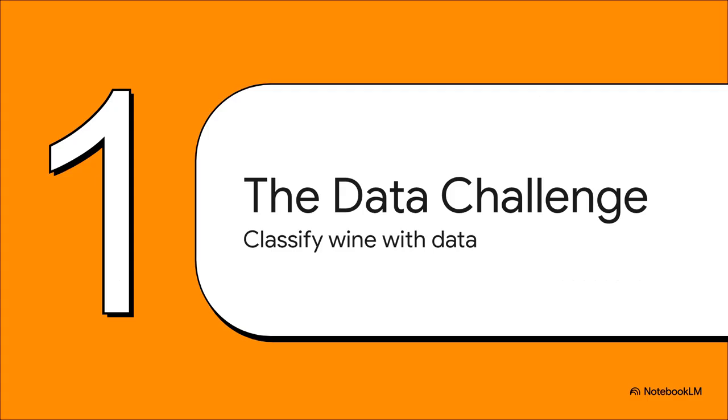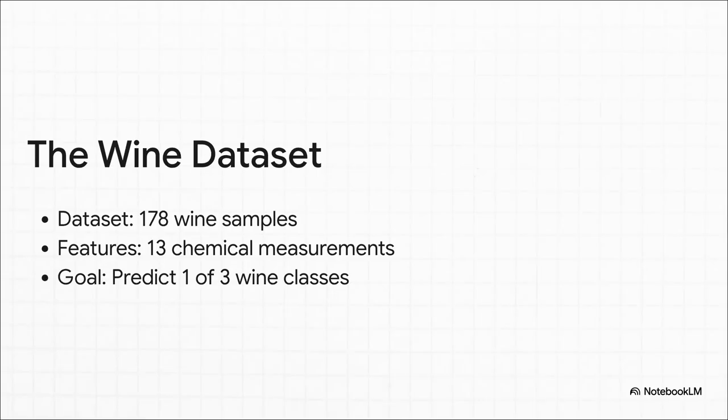Okay, so that brings us to our first big challenge. Here's our mission. How do we train a model to classify wine into one of 3 different types using only these chemical measurements? Let's break down what we're working with. We've got a data set of 178 different wine samples. For each of those samples, we have those 13 chemical features. And the goal is crystal clear: predict which one of the 3 wine classes each sample belongs to. It's a classic classification problem.